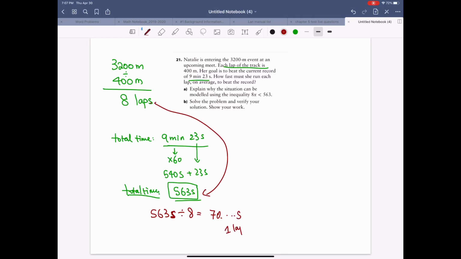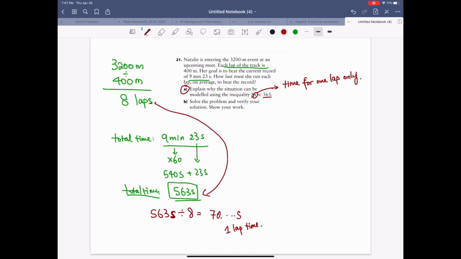Which explains why the situation can be modeled using the inequality. What the question is saying is that x is the time for 1 lap only, where x is how many seconds for 1 lap, and times 8 will give you the total. So when we solve it, x gives you the maximum time she needs to finish 1 lap.